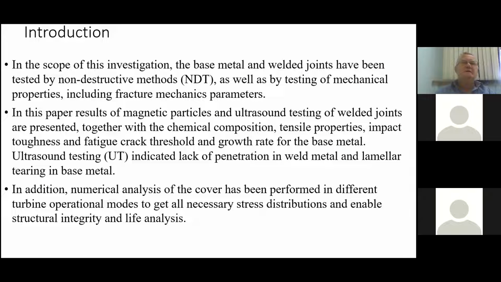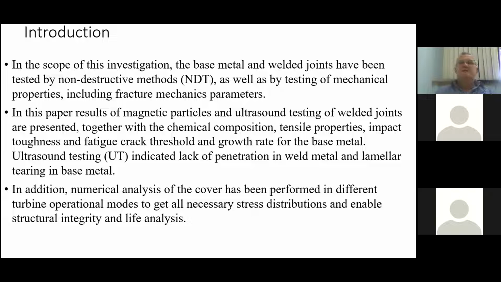So in this introduction, let me also say that in the scope of this investigation, once this cover was to be replaced, we could apply different non-destructive methods to find defects, and also we could do some destructive testing to get mechanical properties, including fracture mechanics properties, which we explain today with the aim to assess structural integrity.